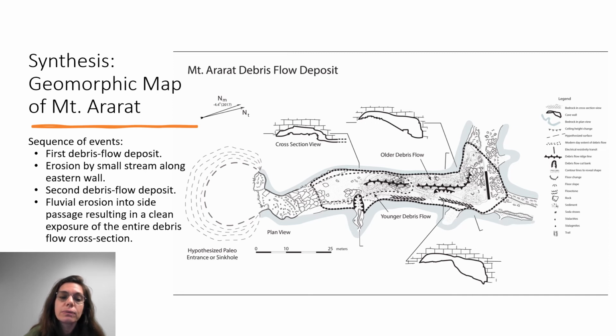There was then an erosion event along the side where we see that stream, and either at the same time or following, there was this second debris flow deposit that's outlined by these dashes. And then the final event that we noted was the erosion down this eastern side passage, and that's what cut through both of these debris flow deposits and allowed us to analyze the entire cross-section of the debris flow.